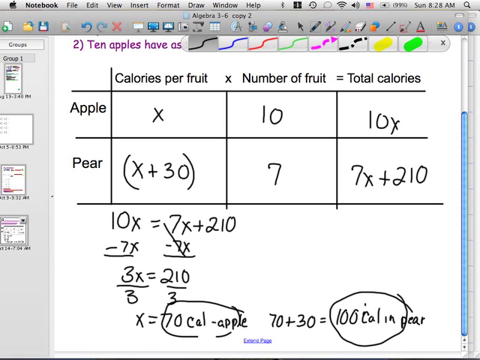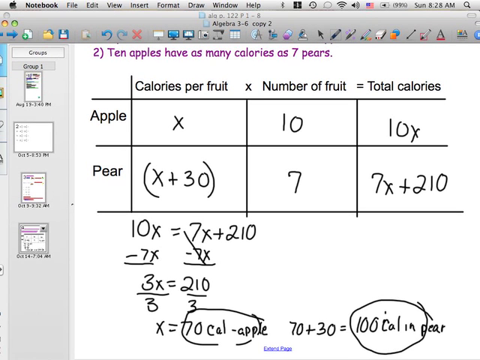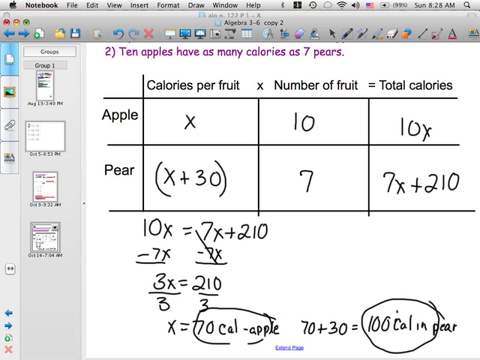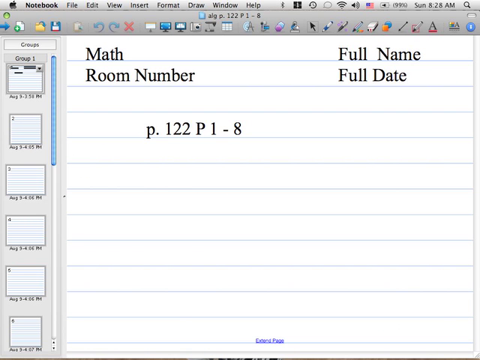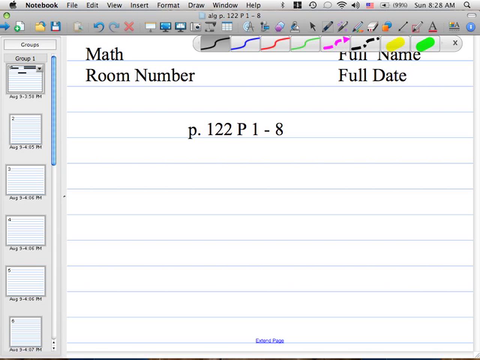Okay, that's the example, and we're going to start doing the evens, so you need your paper for that. So full heading, skip a line. The title is page 122, problems 1 to 8. And we're using charts on the majority of these. So problem number 2.